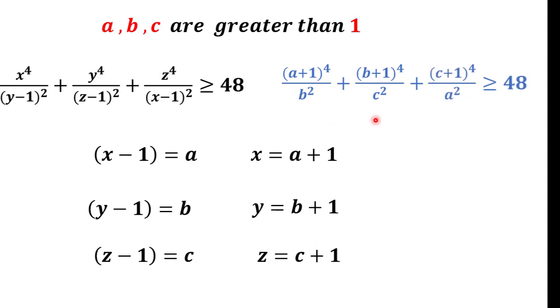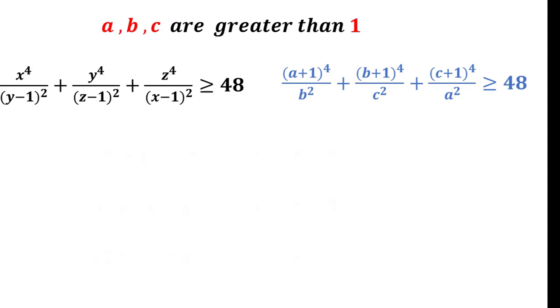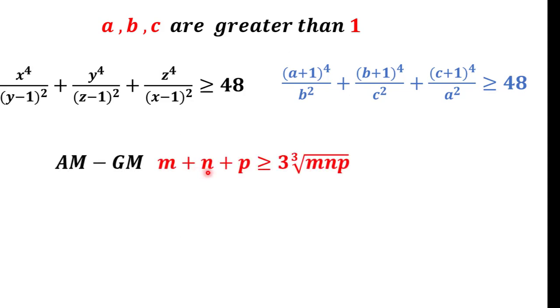Now we need to prove this inequality. To prove this inequality, we want to use the arithmetic mean geometric mean inequality. The AM-GM inequality for three non-negative numbers m, n, and p is m plus n plus p is greater than or equal to 3 times the cube root of m times n times p.